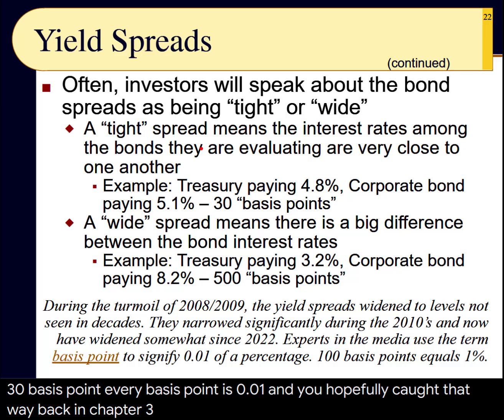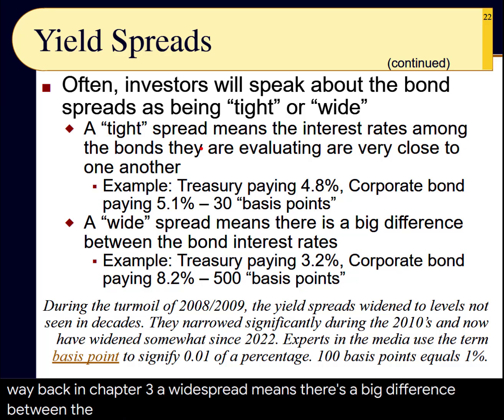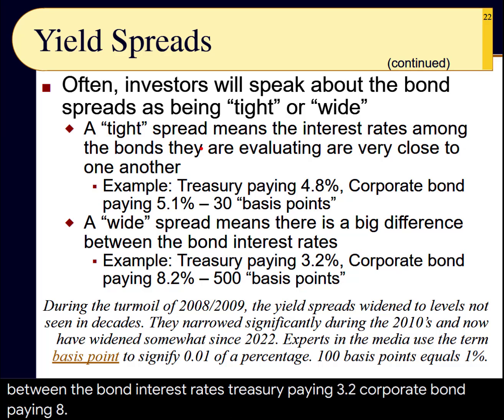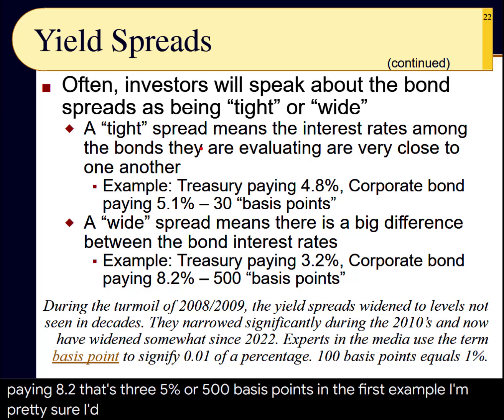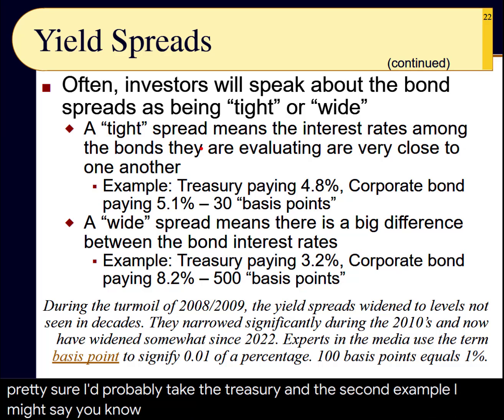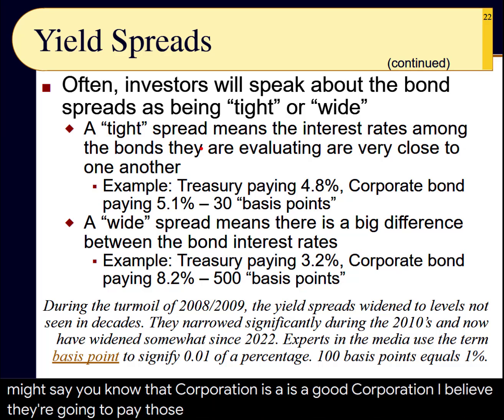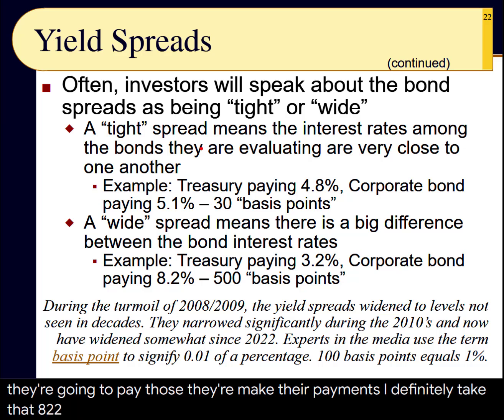A wide spread means there's a big difference between the bond interest rates. Treasury paying 3.2, corporate bond paying 8.2. That's 5% or 500 basis points. In the first example, I'm pretty sure I'd probably take the treasury. In the second example, I might say, that corporation is a good corporation. I believe they're going to make their payments. I'd definitely take that 8.2%.